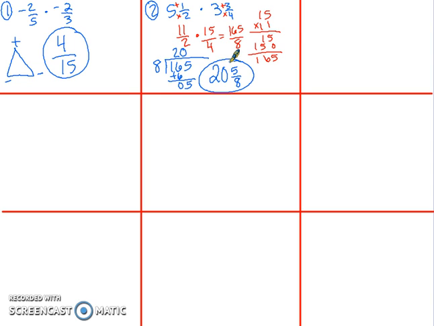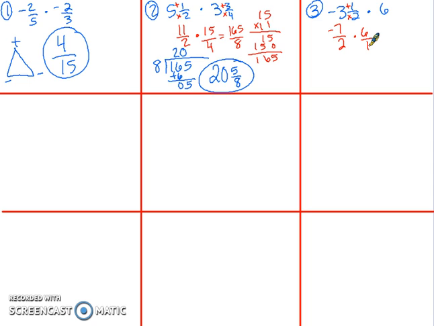Number 3, we have negative 3 1/2 times 6. When you're multiplying by a whole number, you need to turn the whole number into a fraction and turn the mixed number into an improper fraction. 2 times 3 is 6. 6 plus 1 is 7. Keep your negative sign. Keep your denominator. To turn a whole number into a fraction, you put it over 1. So I'm multiplying negative 7/2 times 6 over 1.